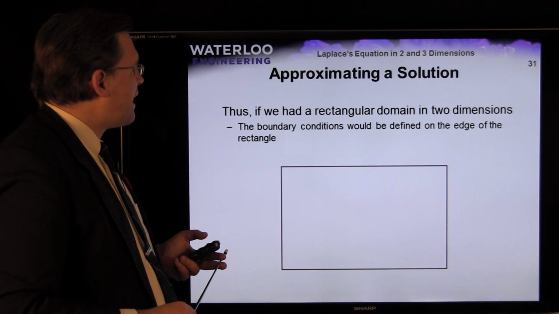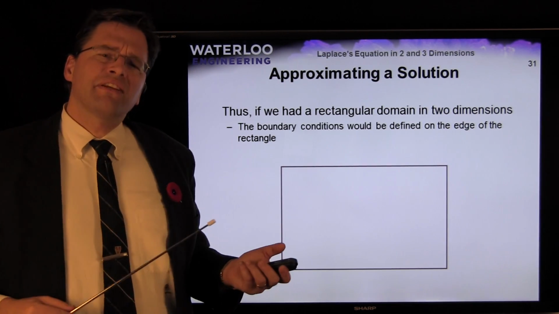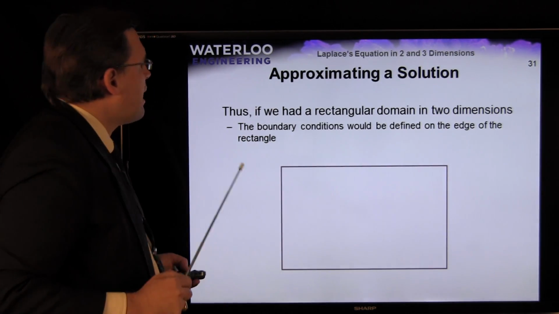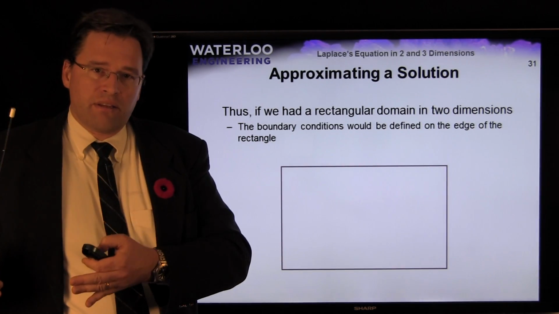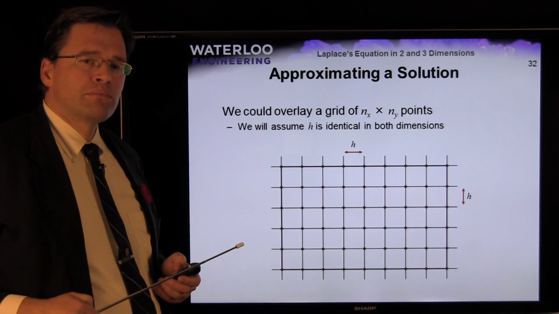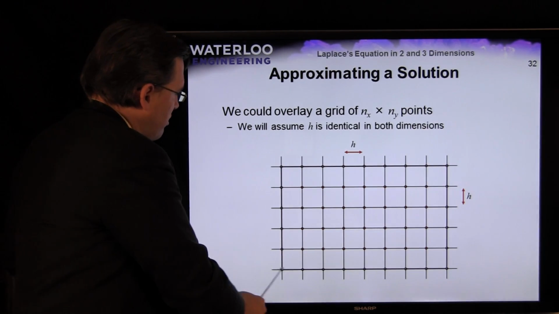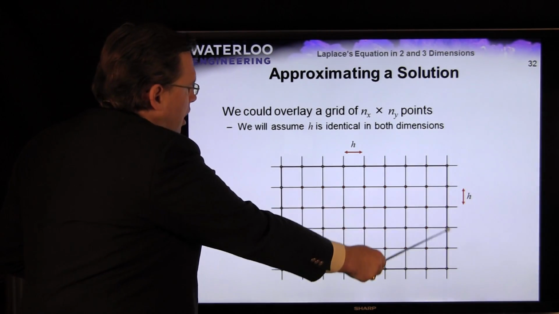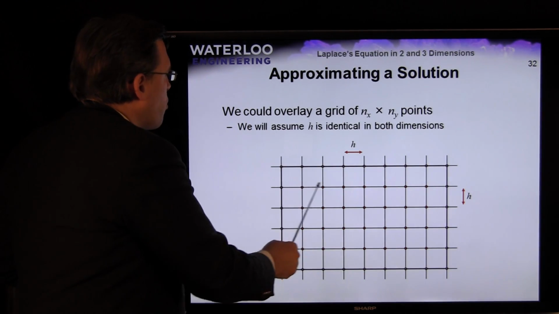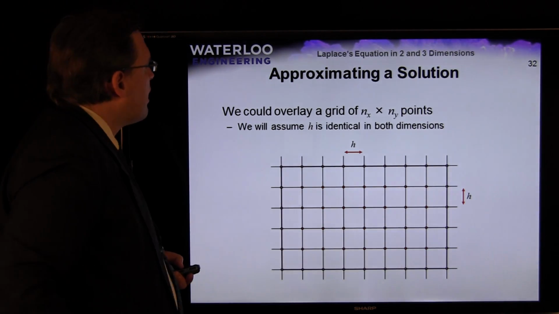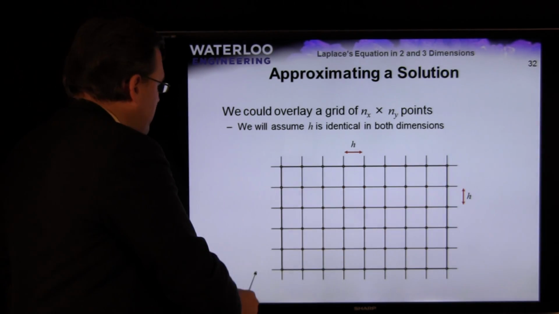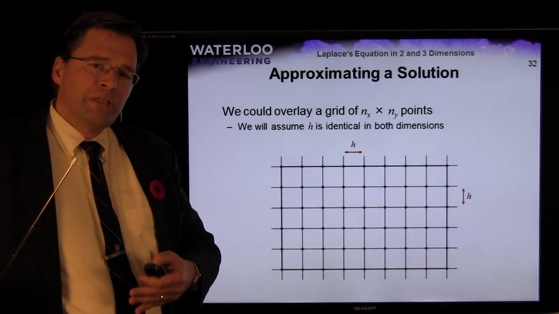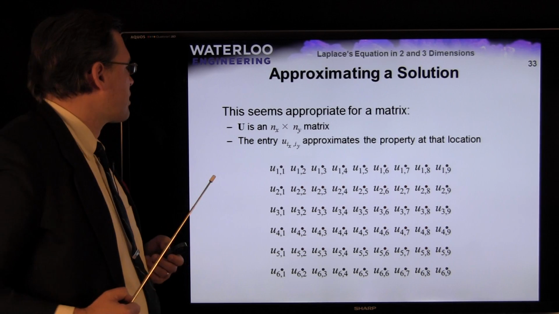So here we have a rectangular domain in 2 dimensions. This makes life a little bit easier. So the boundary conditions would be defined on the edge of the rectangle. The question then is, what is the solution on the interior? Well, we're going to take that domain, we'll cut it up into a grid. These points are on the boundary, and then we have a whole bunch of interior points. Now, the size of the domain will be n sub x by n sub y. We are again going to ensure that h is the same in both directions.